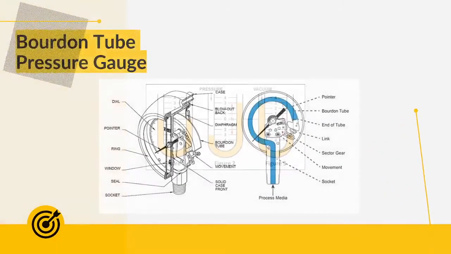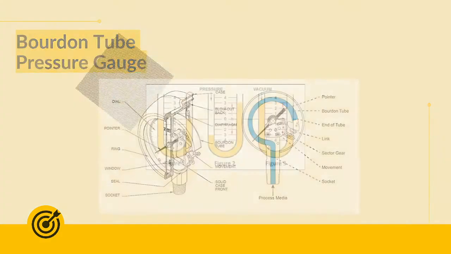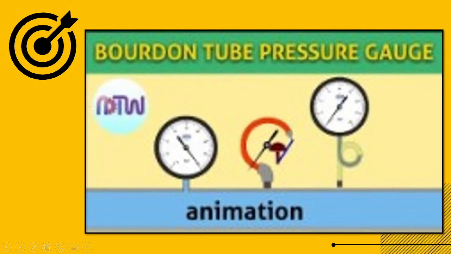So this is the illustration for the Bourdon tube pressure gauge. We have the different parts of it: the pointer, Bourdon tube, end of tube, link, sector gear, movement, socket, and process media. So the water will flow through the process media and it will make the Bourdon tube deflect, and the pointer will move clockwise as it measures the pressure. To understand its mechanism better, let's watch this video.